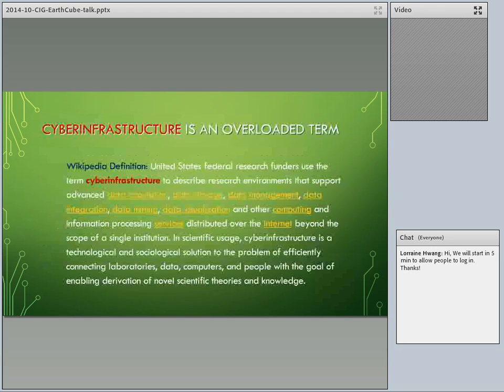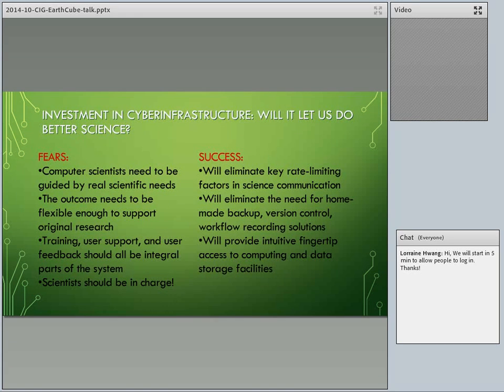So cyber infrastructure is an overloaded term. It can mean a lot of things, anything from a simple data georeference database for geosciences to something much more involved. First thing is to see what we want to get out of the cyber infrastructure, and how do we want it to function.